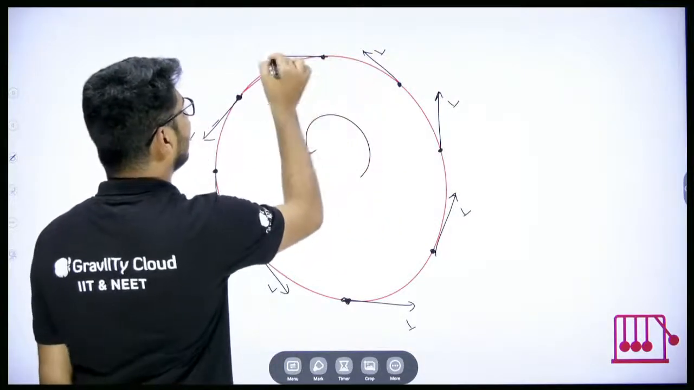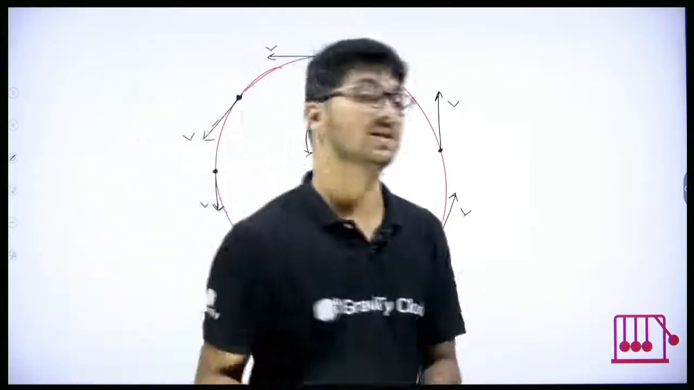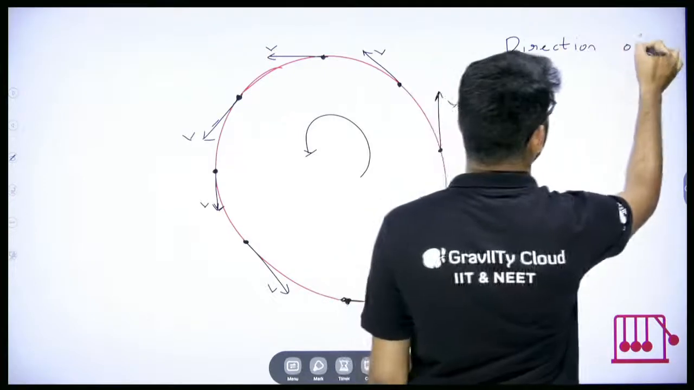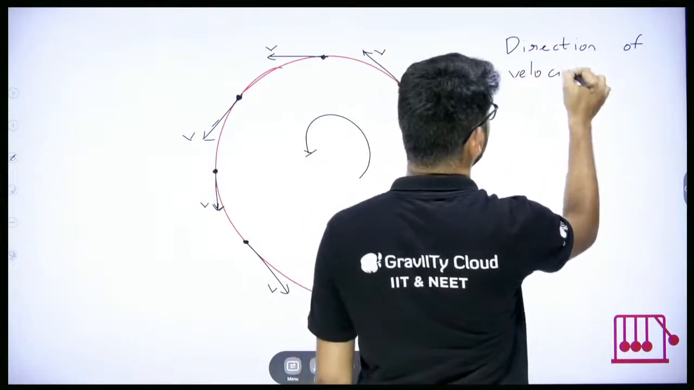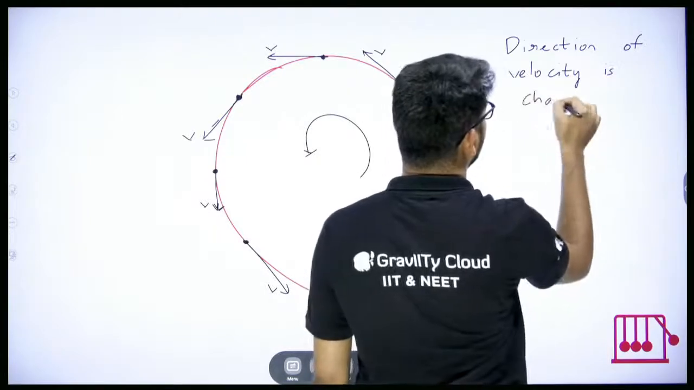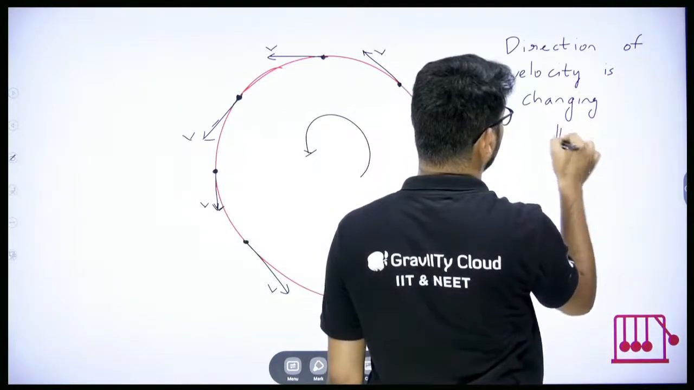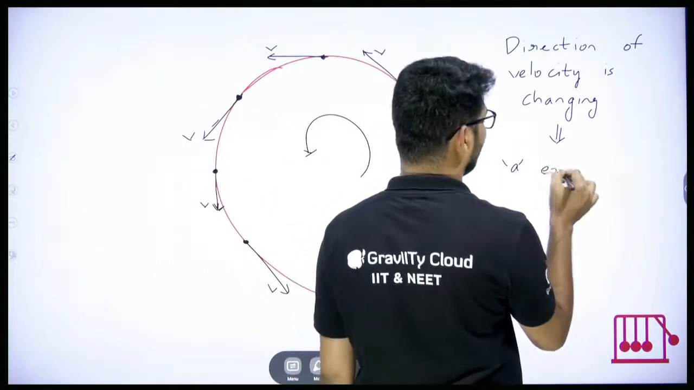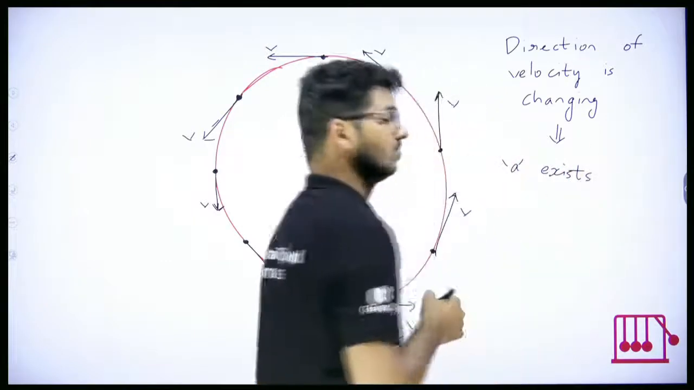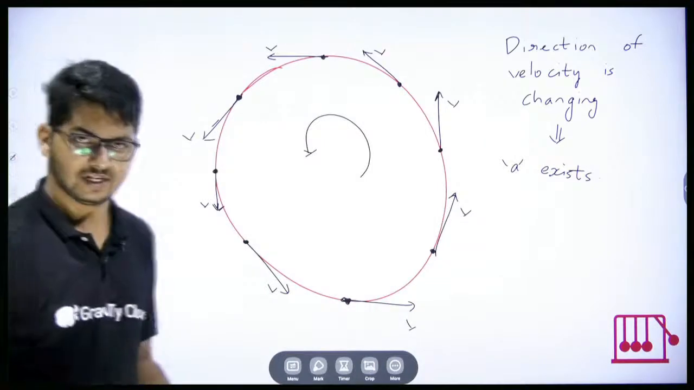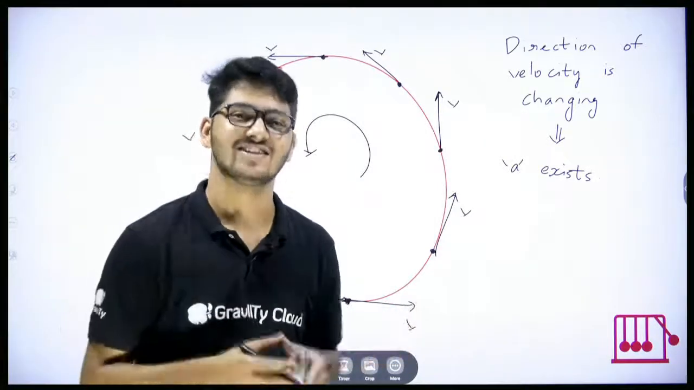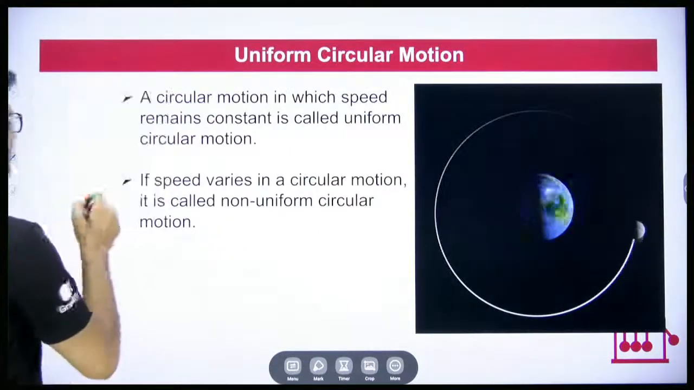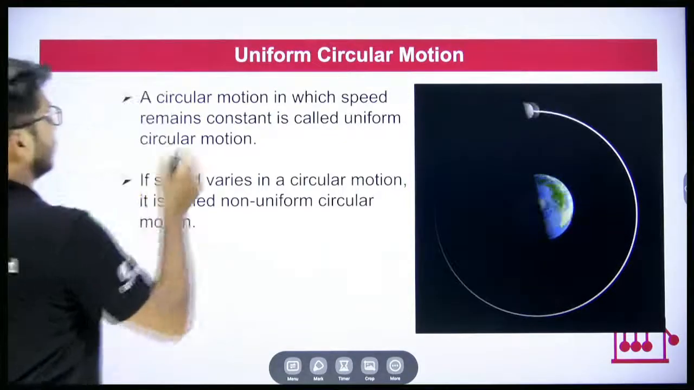So clearly you can see that the direction of velocity is changing. That implies that if direction is changing, there is an acceleration. Acceleration will exist, because if direction is changing, velocity is changing. If velocity is changing, there is an acceleration. Clear? Okay.